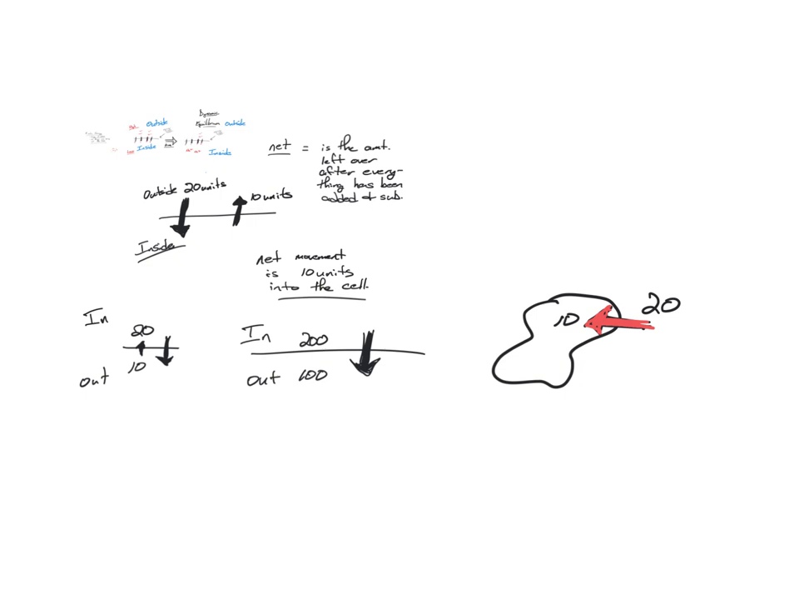No. Sometimes the number is larger inside. If I drew the same cell or a similar cell and I put 20 inside and 10 outside, what direction is the movement? Outside. It's going out. And there are consequences to that. And what's the consequence of that?